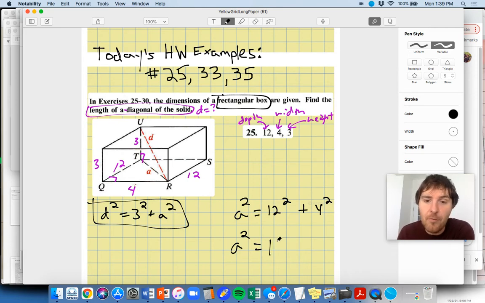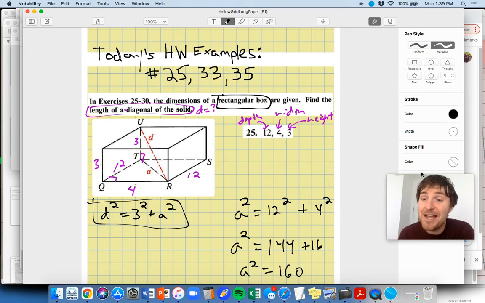12 squared is 144. Again, try to memorize your perfect squares, 1 through 15. If you get that, 12 times 12, you know is 144. I've done it 1,000 times, so I can do it really quickly. Maybe for 12 squared you're using your calculator. That's fine. Get your calculator out and memorize it over time. Plus 4 squared, well, that's 16. Okay, so A squared equals 160.